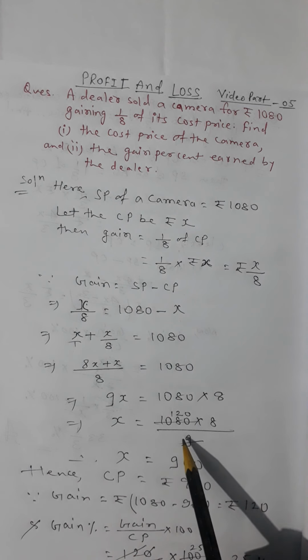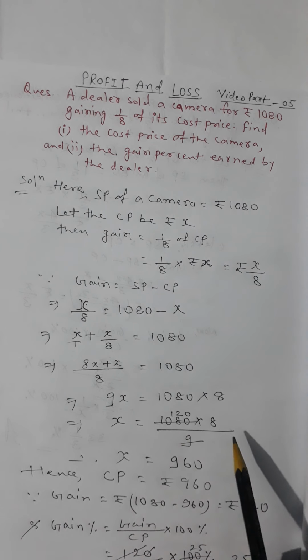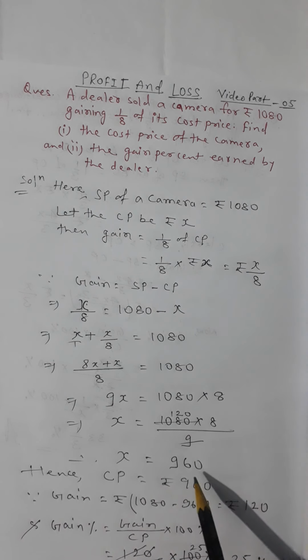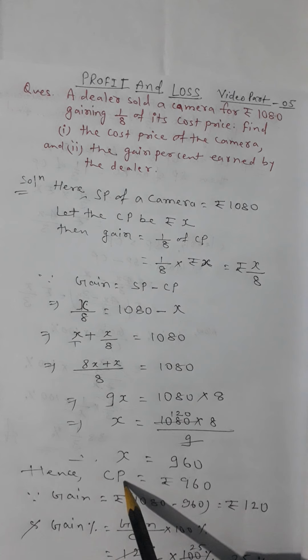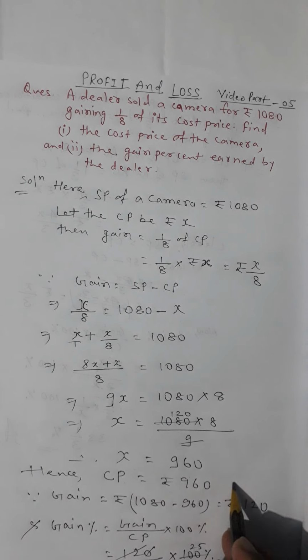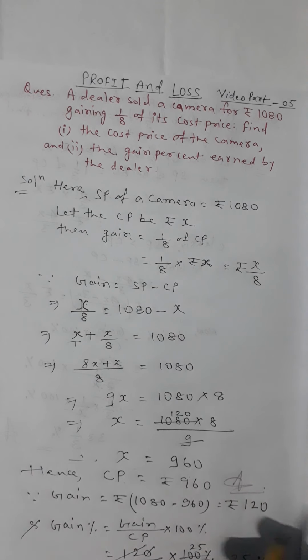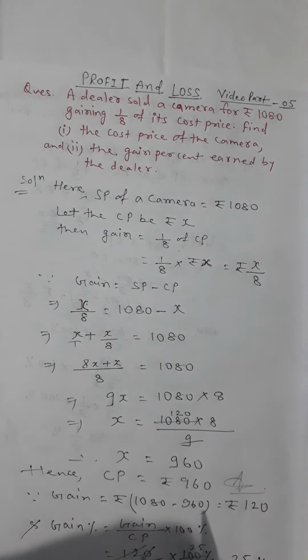So from the table of 9 it is cancelled out from 1080. 12 times 9 is 108, and this 0 is put here. So 12 into 8, 12 nines are 108 and this is 0, which gives 960. So X equal to 960, it means CP equal to 960. So this is your answer of CP. After that we have to find the second one, find the gain percent earned by the dealer.